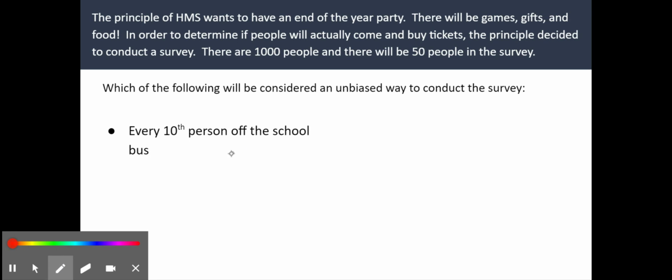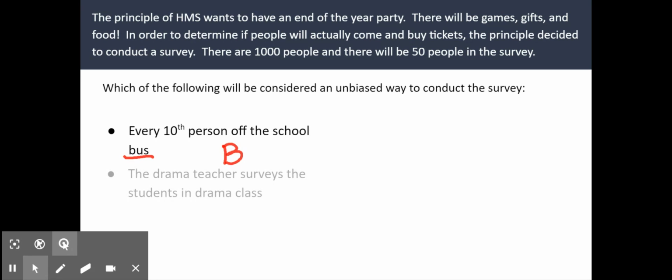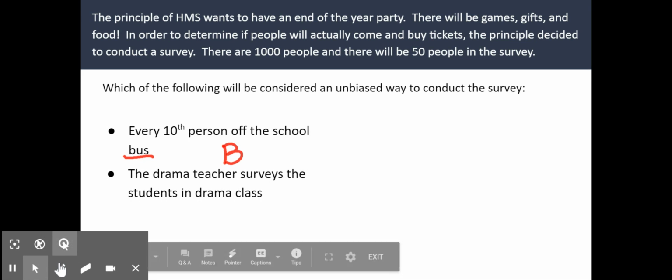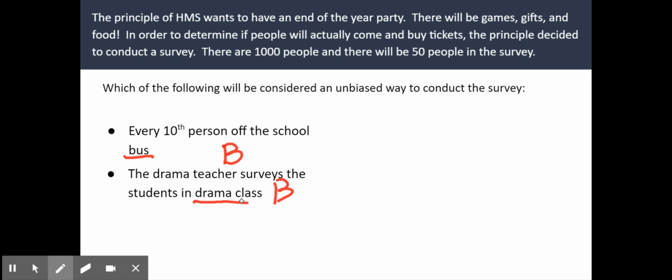This would be considered a biased way to conduct the survey because we're only surveying people off the bus. So therefore, you're only getting bus riders' point of view and not people who are driven to school in carpool. The drama teacher surveys the students in drama class. Please pause the video and think about it. This would also be considered biased because we're just getting the drama class's point of view, and it is not representative of the whole school.